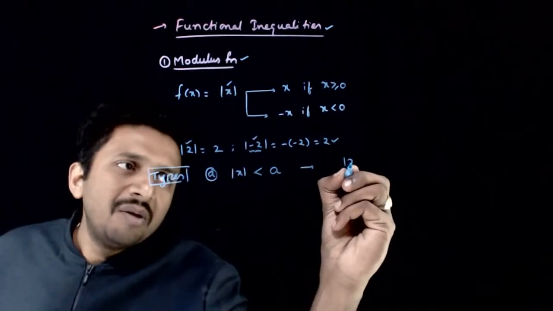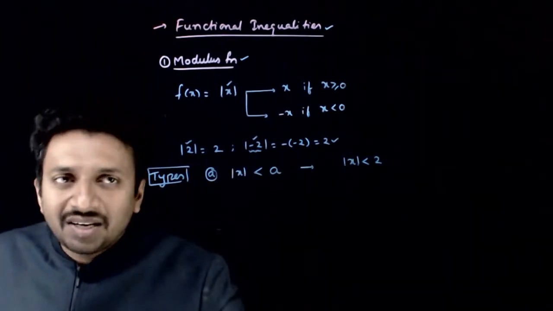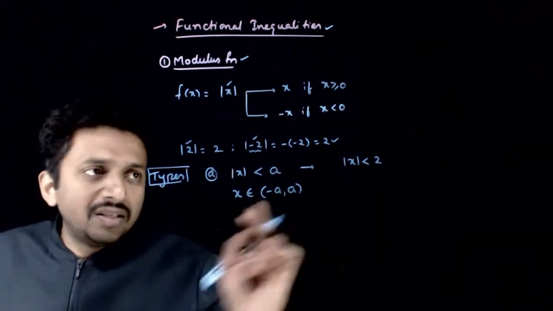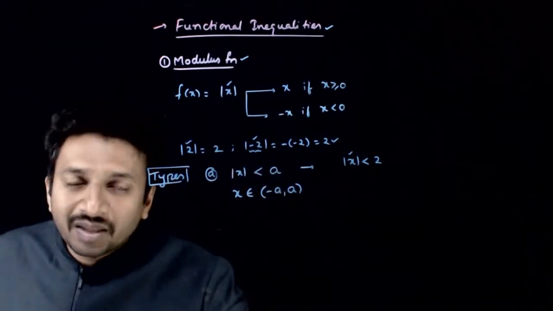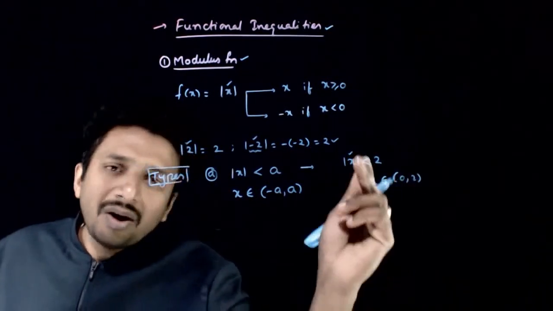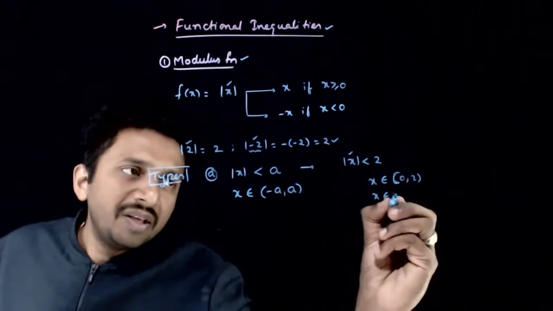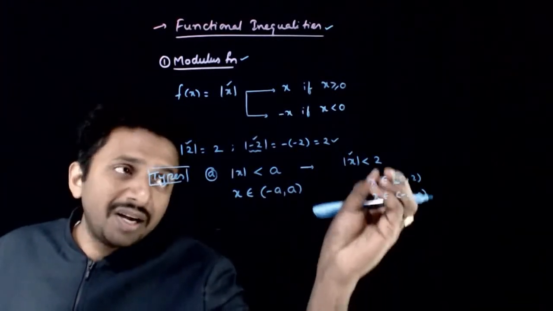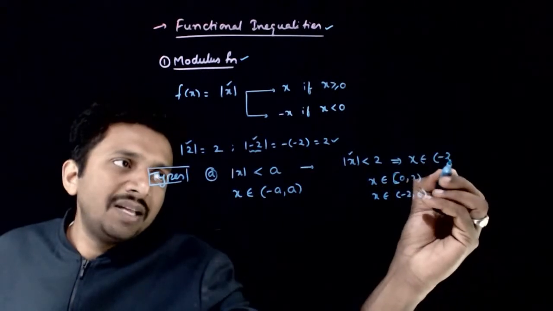For example, if you have mod x is less than 2, what should be the solution for this? If mod x is less than 2, then x belongs to the set minus a to plus a. That means the absolute value of x should be less than 2. On the positive side, if x is in between 0 to 2, mod x is less than 2. Similarly, if x belongs to minus 2 comma 0, on the negative side, after taking mod you also get a number which is less than 2. So mod x less than 2 implies x belongs to minus 2 comma plus 2.